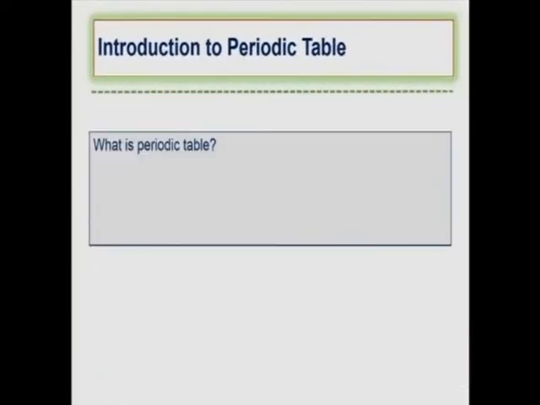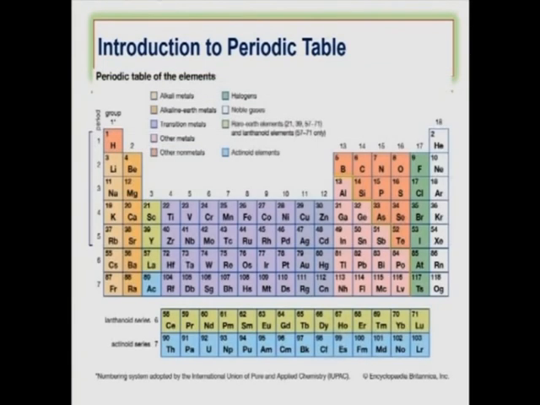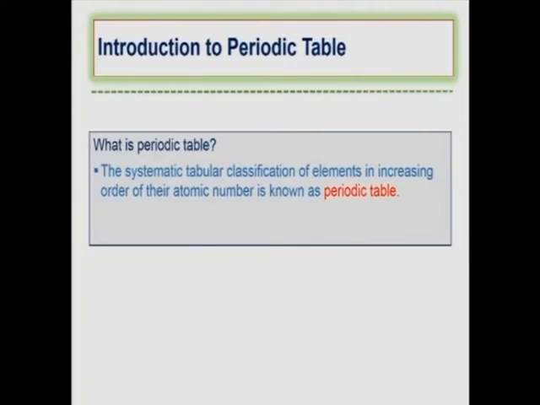Likewise, in a similar manner, the periodic table also has elements arranged in a systematic order. So what is actually the periodic table? The systematic tabular classification of elements in increasing order of atomic number is actually the periodic table.